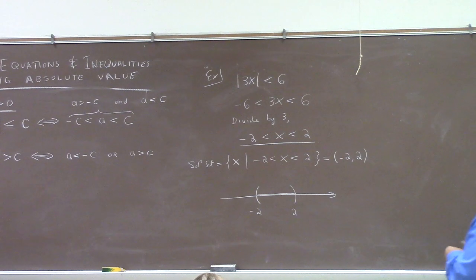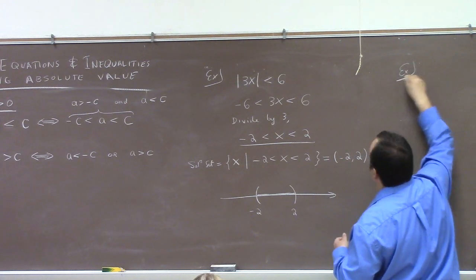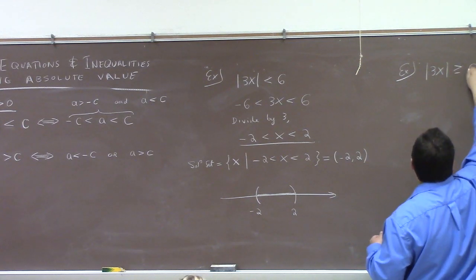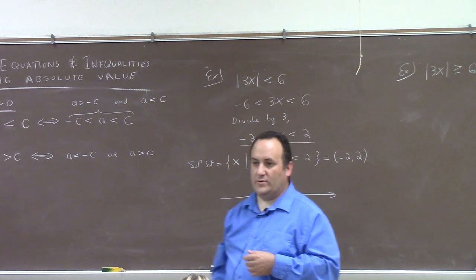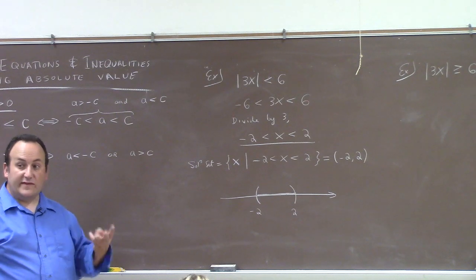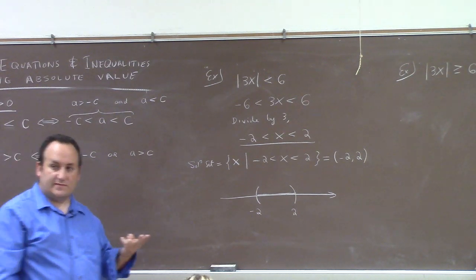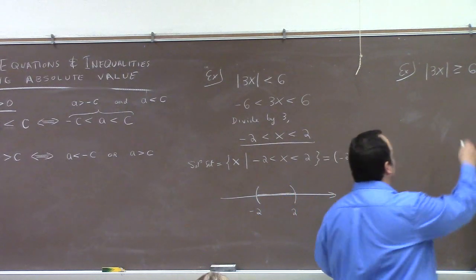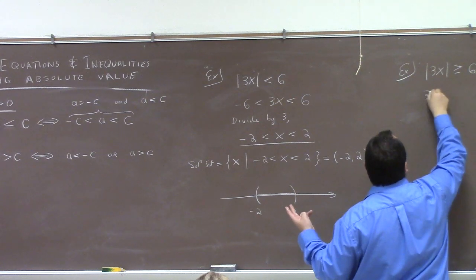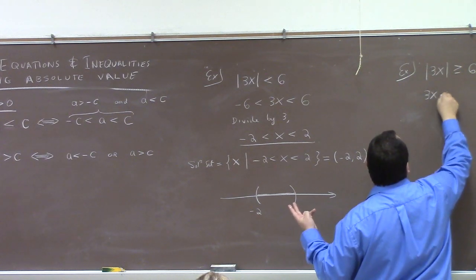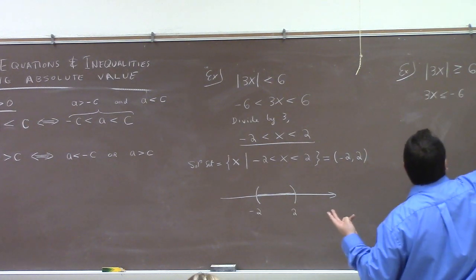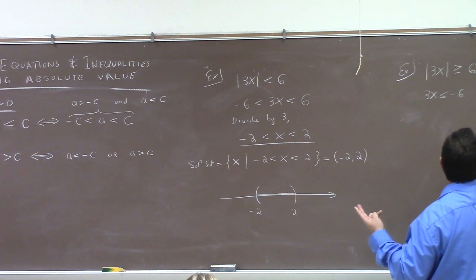All right, what if instead we had absolute value of 3x greater than or equal to 6? What happens then? How do we solve that, right? There are two cases. When we're dealing with greater than, we have to break into two cases. So what are the two cases? 3x less than minus 6, or 3x greater than or equal to 6.